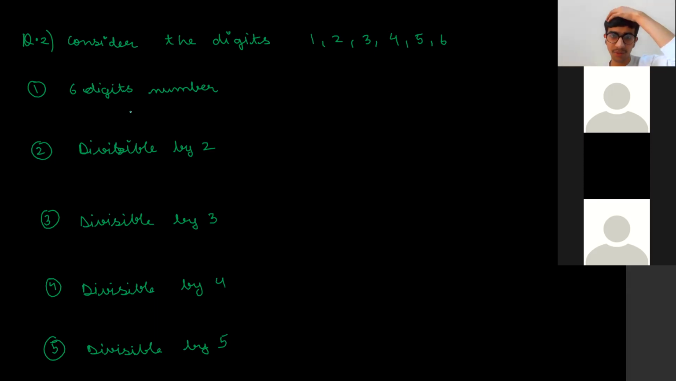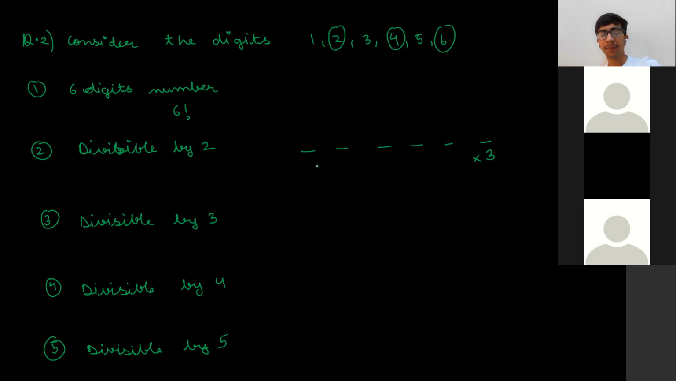6-digit numbers are to be formed using these digits. So Adit, we have 1, 2, 3, 4, 5, 6, 6 different numbers हैं, and we have to make 6-digit numbers. So 6 factorial होंगे total number of numbers. Divisible by 2. Divisible by 2 के लिए in the last place we need an even number. हाँ, right. So कितने even numbers हैं? 1, 2 and 3. So last place पे you have 3 ways in which you can fill the last place. Right.